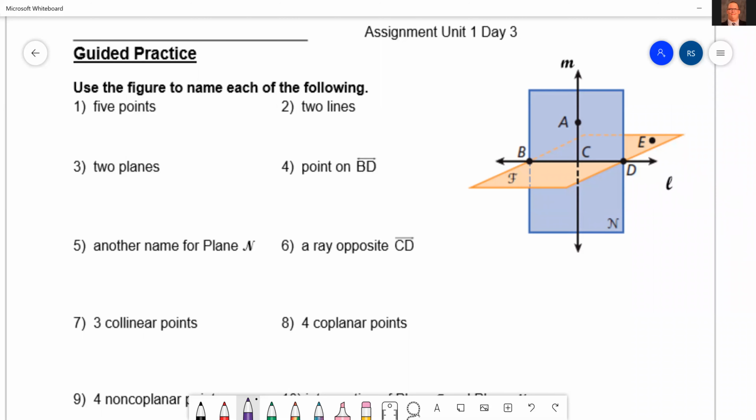Okay, now we're going to look at the guided practice. Remember, these are questions you should not miss. We're doing them together. You shouldn't miss them.